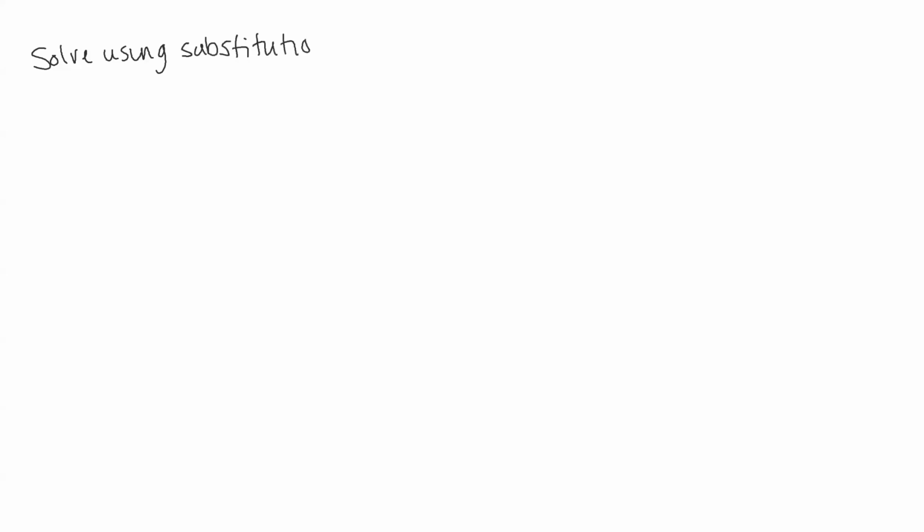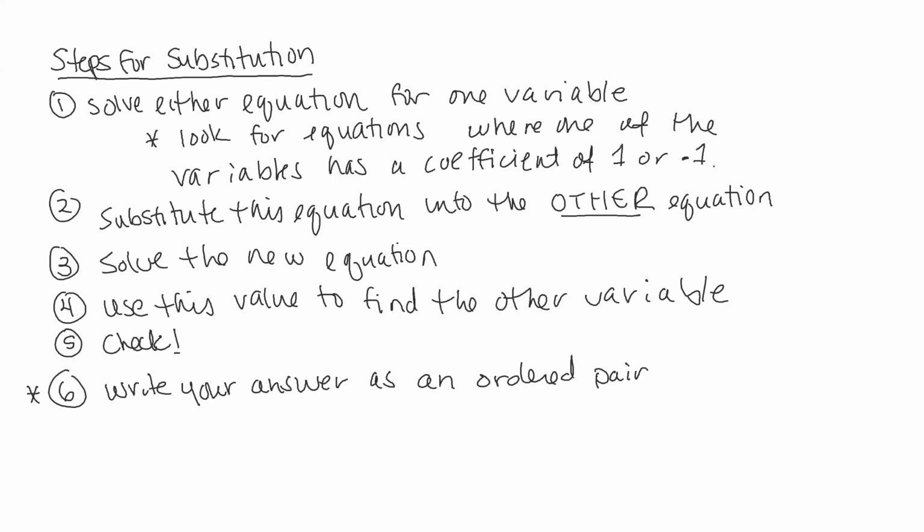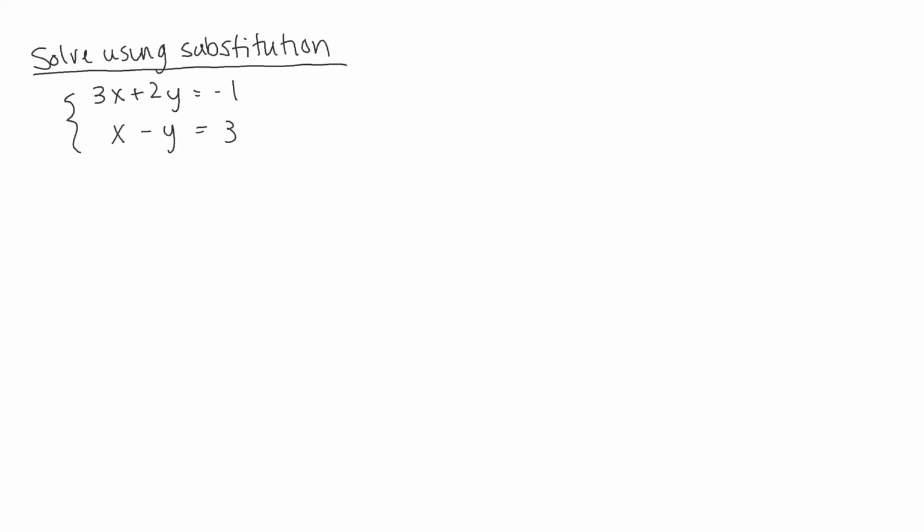So we're going to solve using substitution. And this time we have the system 3x plus 2y equals negative 1, x minus y equals 3. Okay, so we go back to the slide with the steps for substitution. The first step says solve either equation for one variable. And then I added a note. Look for equations where one of the variables has a coefficient of 1 or negative 1. So when we go back, if I look at this second equation, x has a coefficient of 1, y has a coefficient of negative 1.